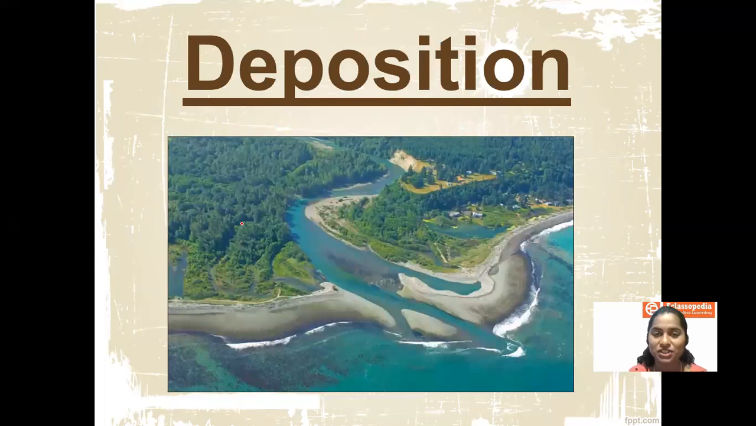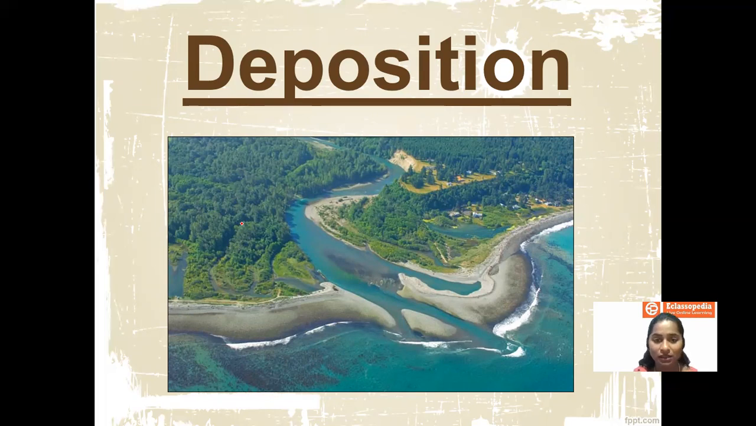Then what is deposition? Deposition is nothing but settling of the sediment at one place. After being eroded, the weathered sediment will deposit at some point of time at some place. This settling of sediments is called deposition. And the agents helping deposition are water and wind.